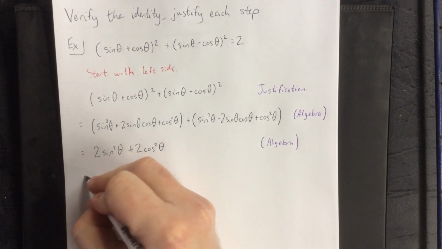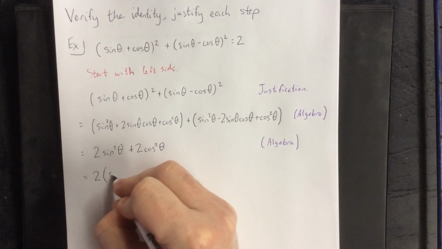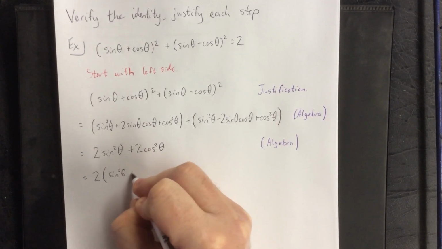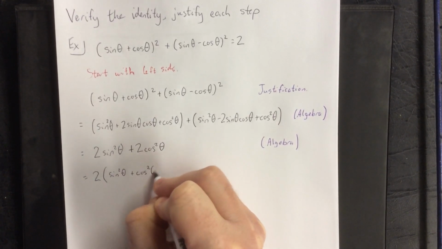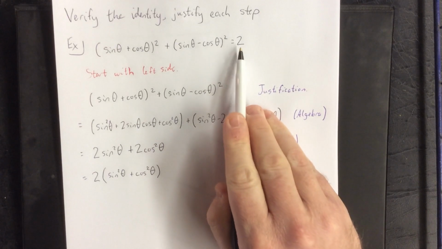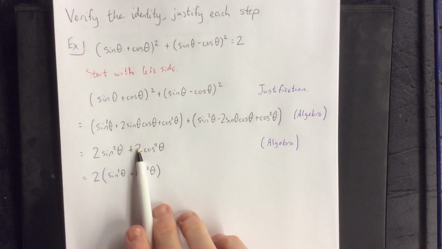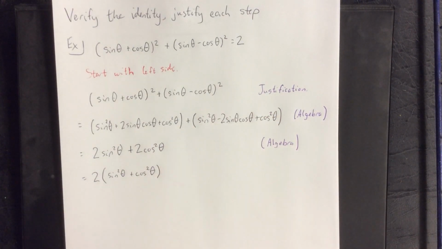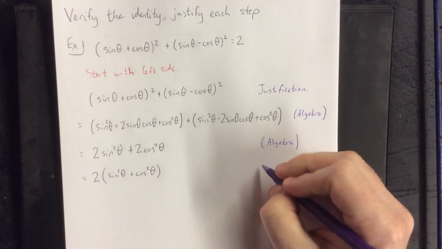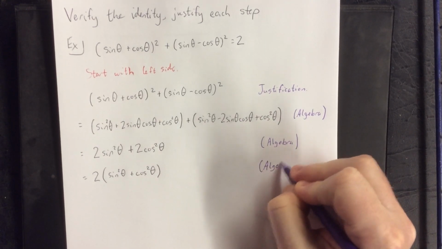Notice at this point we have a common factor that we can factor out. Now, eyes on the prize, I'm taking a look at the final answer. Final answer is supposed to be 2, and I notice that both of these terms have a 2, which is why I decided to factor it out. Justification for that step was a step of algebra.